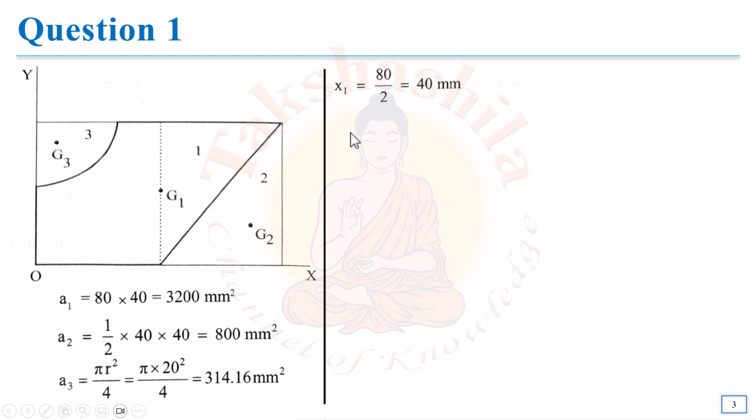But what is your x2? x2 is nothing other than the horizontal distance from the reference y-axis to the point. That means it will be the horizontal distance from this axis all the way to G2. That means this much length will be your x2. How can we find it out? We know that this length is 1 by 3 times base, so the remaining length, from this point to this point, if this is 1 by 3 times base, will be 2 by 3 times base.